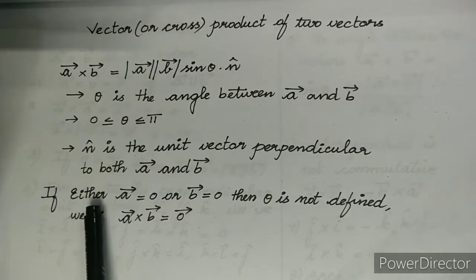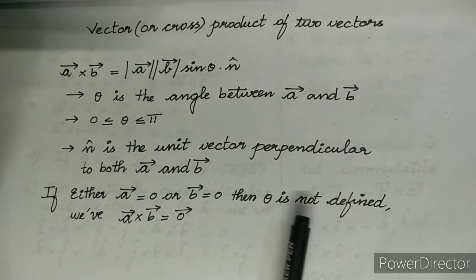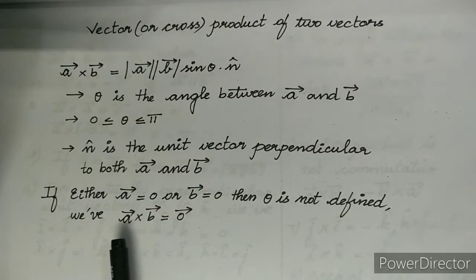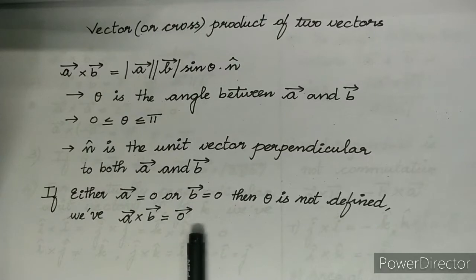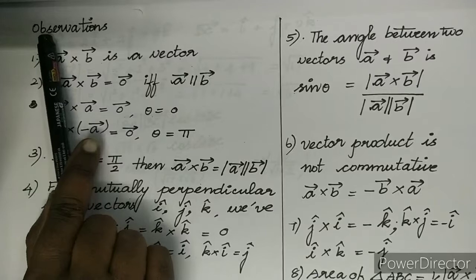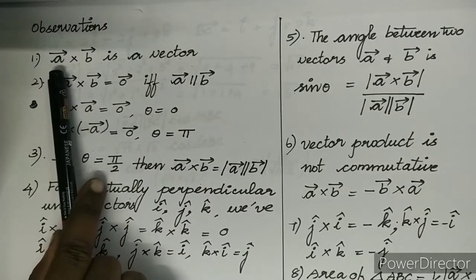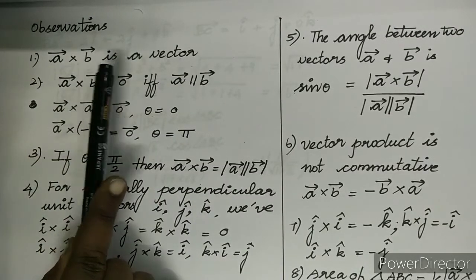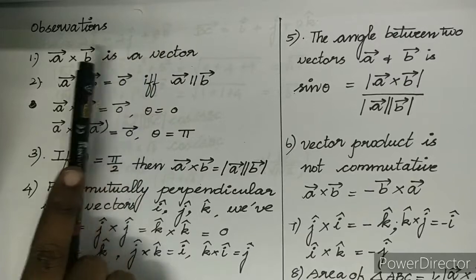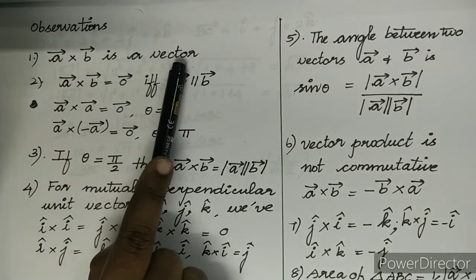Next, if either A vector is equal to 0 or B vector is equal to 0, then theta is not defined. Then we will be having A vector cross B vector is equal to 0 vector. Next, we will learn some observations of vector product of two vectors. That is, first one is A vector cross B vector is a vector. If you are finding the cross product of two non-zero vectors, then the result will be a vector.